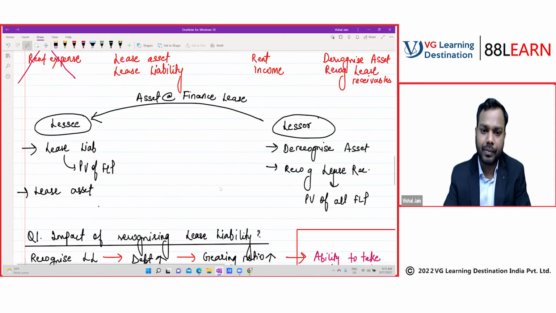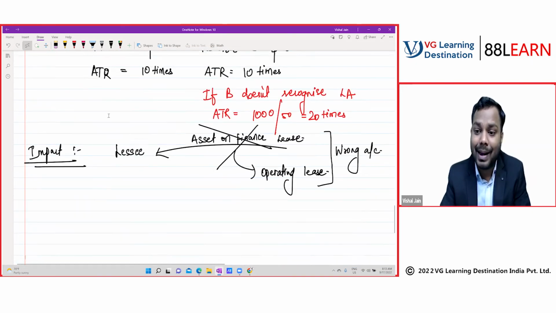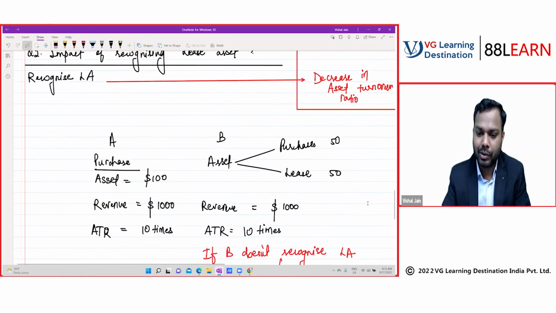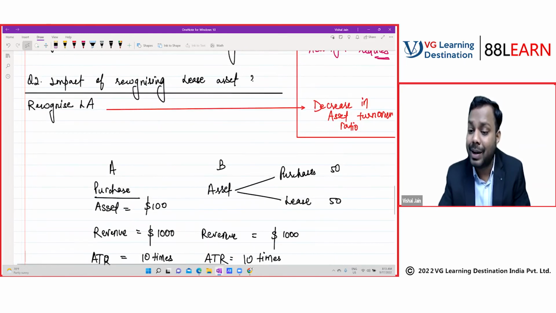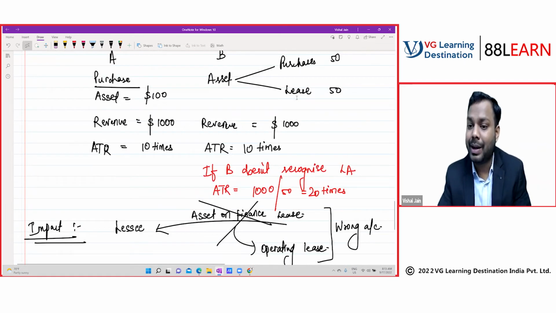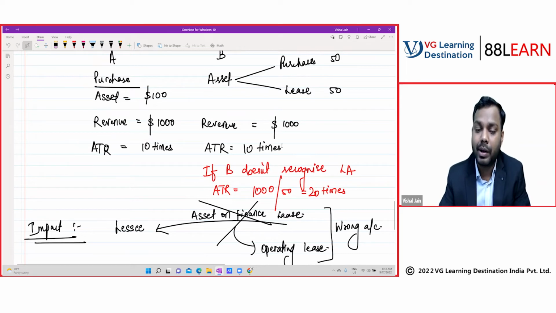What I have written, see here. If you recognize lease asset, there is a decrease in asset turnover ratio. Now, if B doesn't recognize, it will increase. If it recognizes lease asset, it is decreasing, see, from 20 to 10. Is it clear now, Nutan?